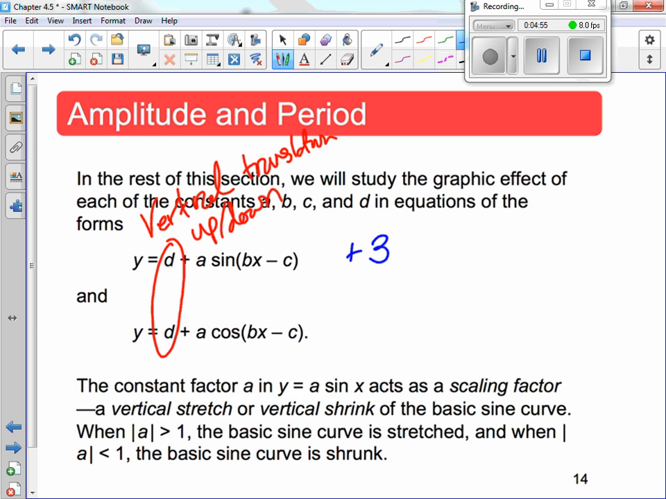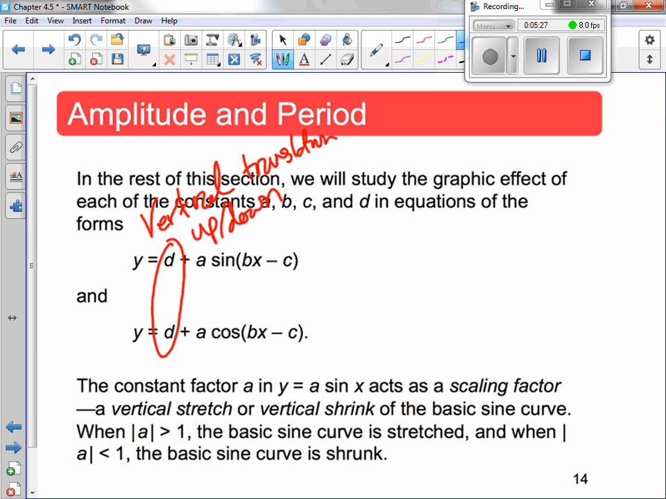minimum used to be -1, but what are we doing to it? We're adding 3. So instead of -1, we add 3 to it, so it should be 2, because -1 plus 3 is 2. The minimum is now 2. The max was 1, but it's now at 4, because we're moving everything up 3. Or we could have gone down 3. So we can move it up or down. That doesn't change anything. That's just like we've done with our quadratics or any other type of function.